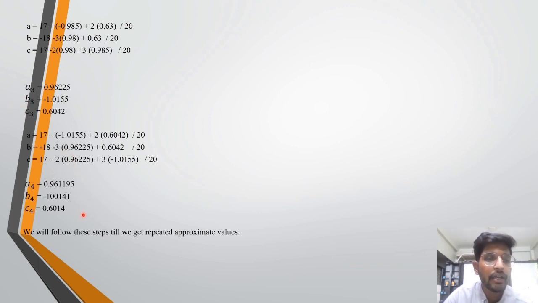And we calculate this until we get repeated approximate values of A, B and C, that is, the previous values and the current values must be approximately the same.